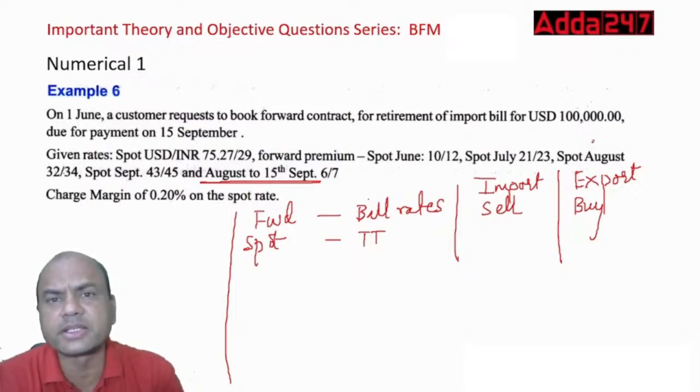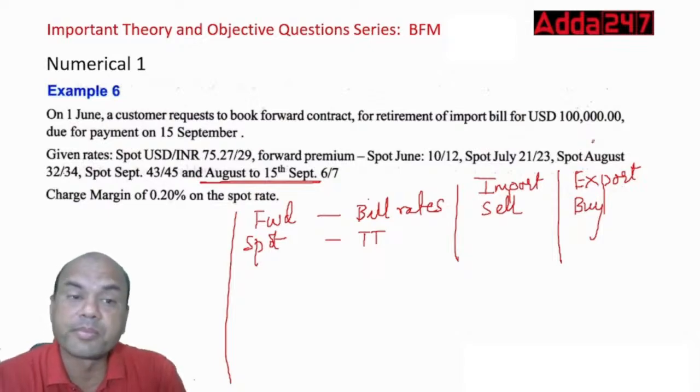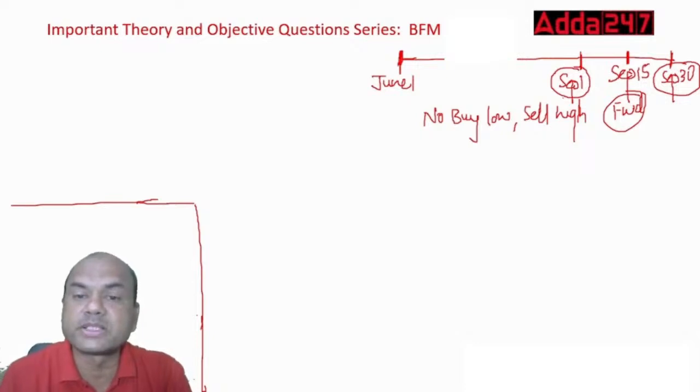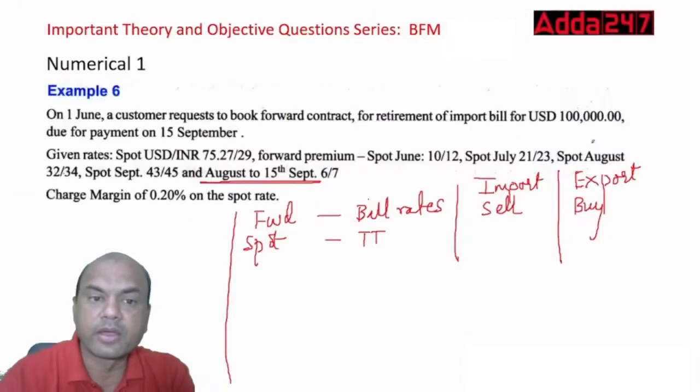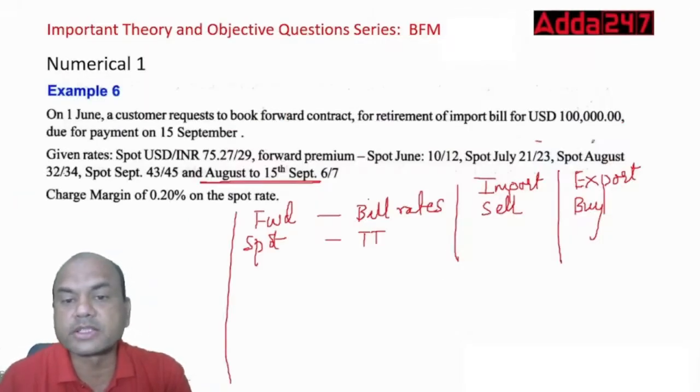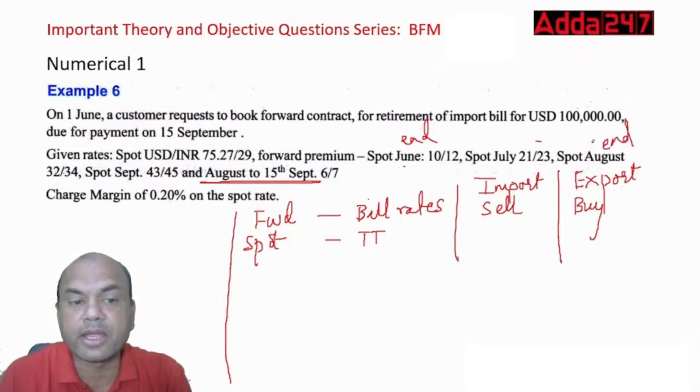Let me see in the comment section. We don't have time. It is 75.29. Import means sell, and sell means right side. So 75.29, this is the rate I will be taking. Now I want September 1. What is the September 1 forward rate? See, the spot is given for June. Now, whenever I say June, it means June end. Remember this. Whenever I say July, it's end. August end, September end.